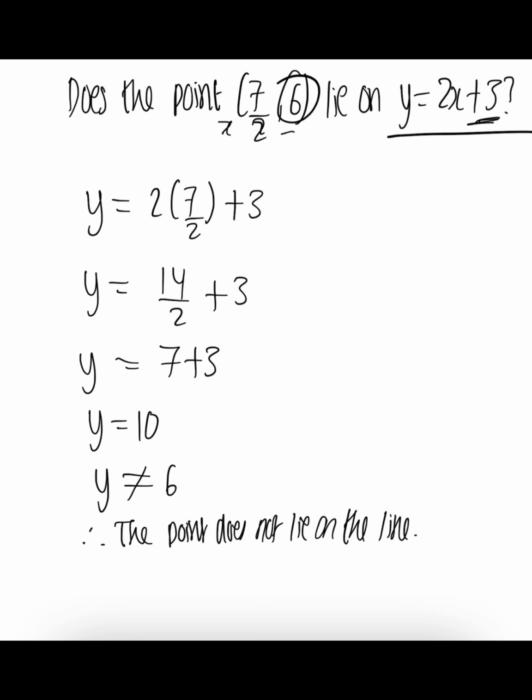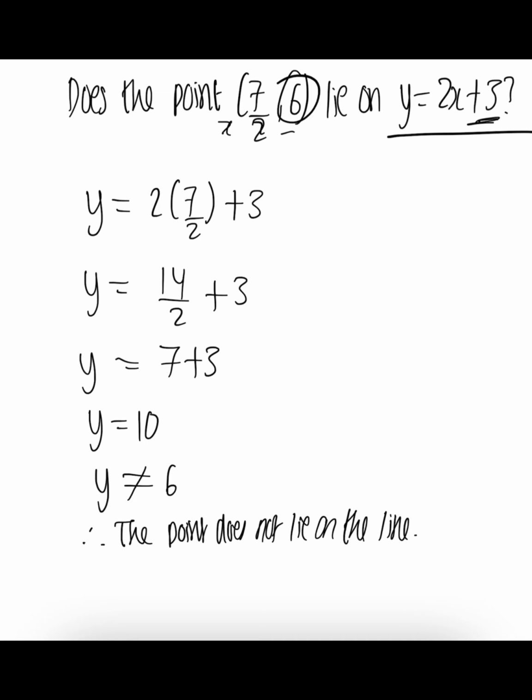Okay, let's go through the first question. Does the point (6, 6) lie on y equals x? Again, we're just going to substitute the value of x into the equation. So we will have y equals 6. Does y equal 6 here? Yes, it does. Therefore, the point lies on the line. And that's correct.